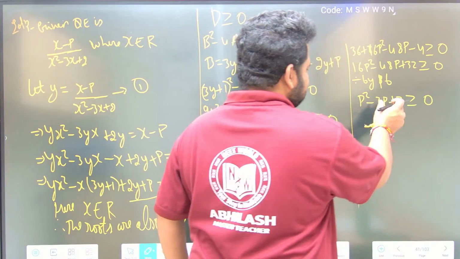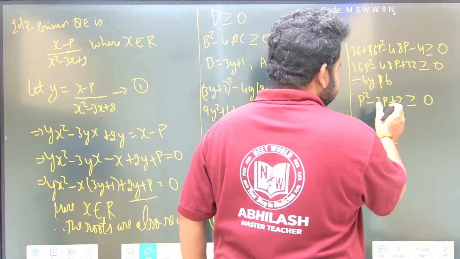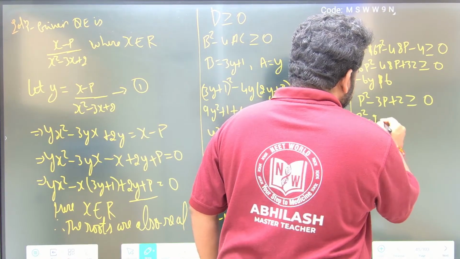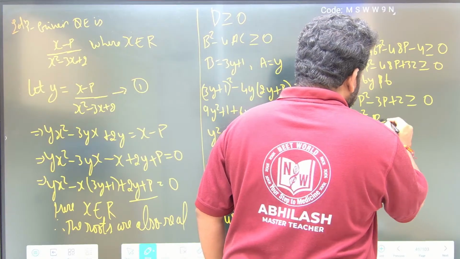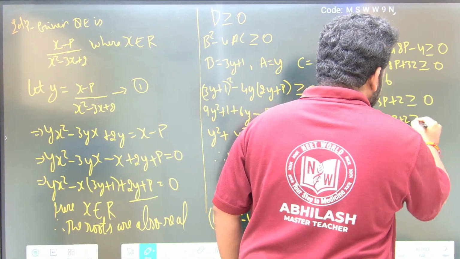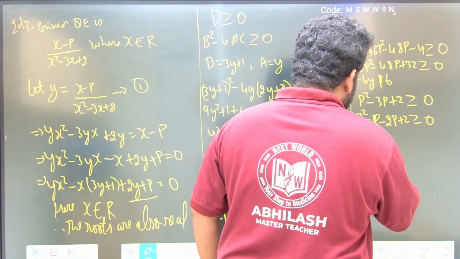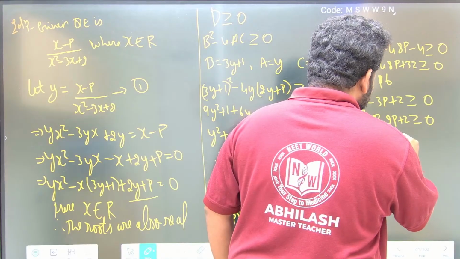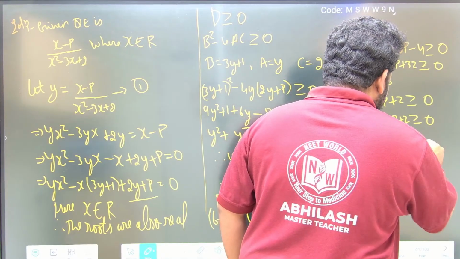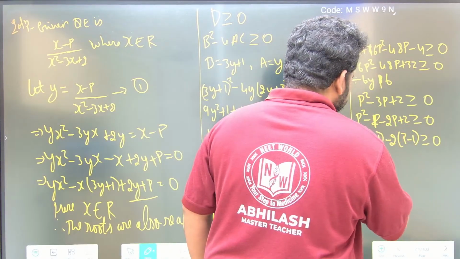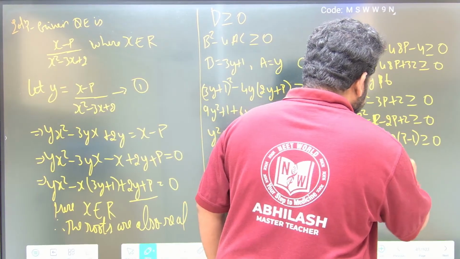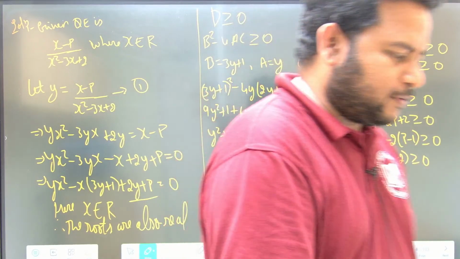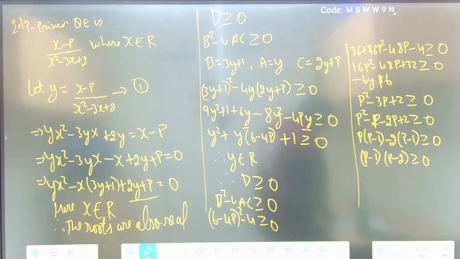So now this is a quadratic equation in p. I can write it as p square minus p minus 2p plus 2 is greater than or equal to 0. I can take p common: p into (p minus 1), minus 2 into (p minus 1) is greater than or equal to 0. So (p minus 1) into (p minus 2) is greater than or equal to 0. So if we talk about the bounds, what are the bounds that we are having?